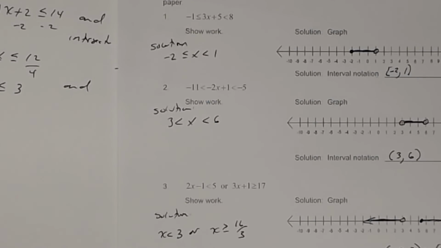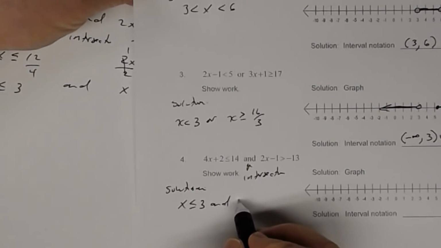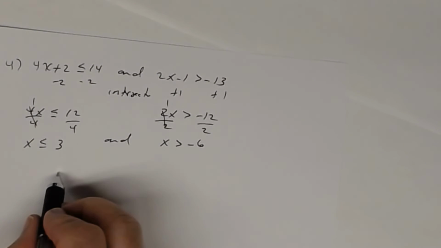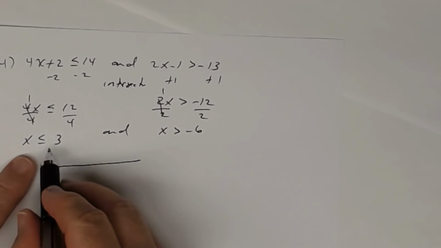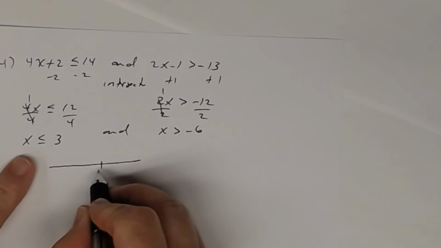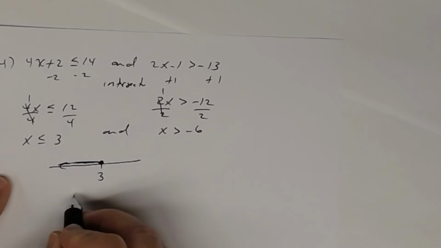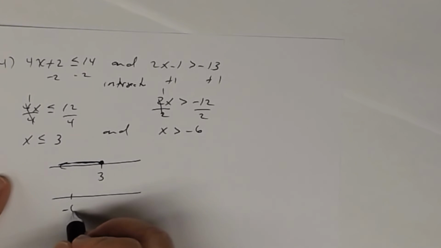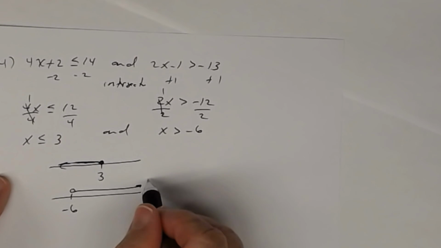x is less than or equal to 3. And at the same time, x is greater than negative 6, right? Okay, but we got to write this better. So you're going to draw each one individually, just like we did with the or statement. So x is less than or equal to 3. So here's 3. Closed circle because of the equal sign going to the left. And then below it, we have negative 6, which is to the left of 3. Open circle going to the right because x is greater than negative 6, right?